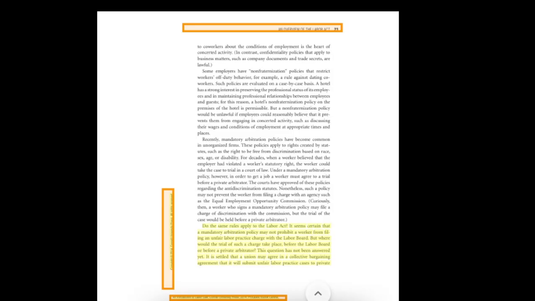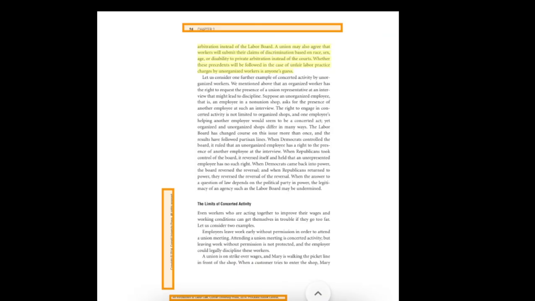It is settled that a union may agree in a collective bargaining agreement that it will submit unfair labor practice cases to private arbitration instead of the Labor Board. A union may also agree that workers will submit their claims of discrimination based on race, sex, age, or disability to private arbitration instead of the courts. Whether these precedents will be followed in the case of unfair labor practice charges by unorganized workers is anyone's guess.